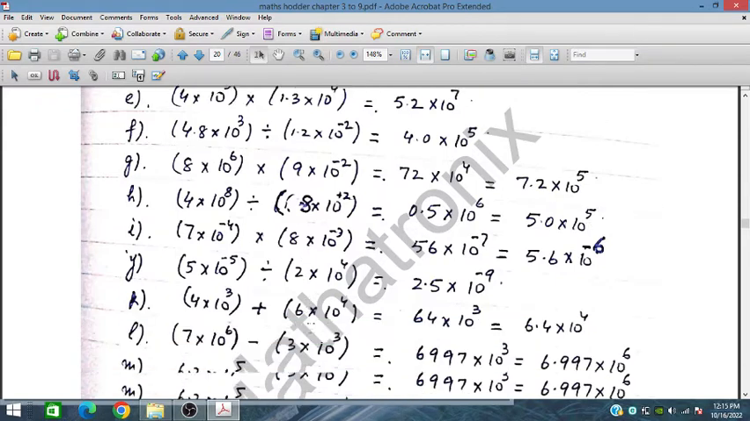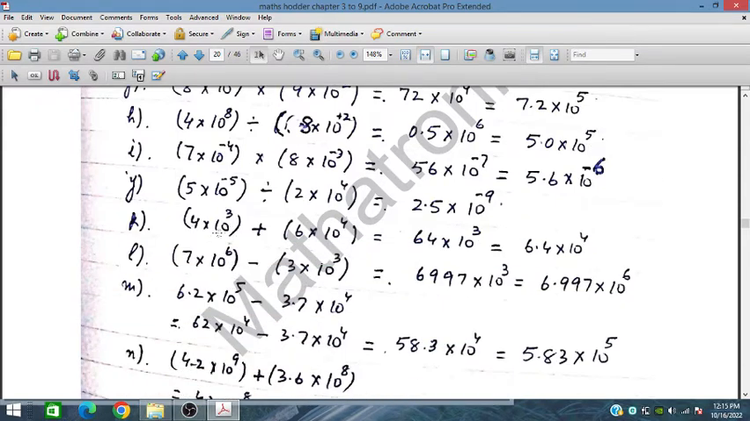Similarly for this one, and now addition is a difficult one. 4 into 10 to the power 3 plus 6 into 10 to the power 4 is equal to, so this is 10 to the power 4, so make it 10 to the power 3. So this becomes 60, and then this is 10 to the power 3. So 60 and then 4, 10 to the power 3 may be taken out common. So 4 plus 60 is equal to 64. 64 into 10 to the power 3. So the decimal point may be moved to this point here: 6.4 into 10 to the power 4. This is important.